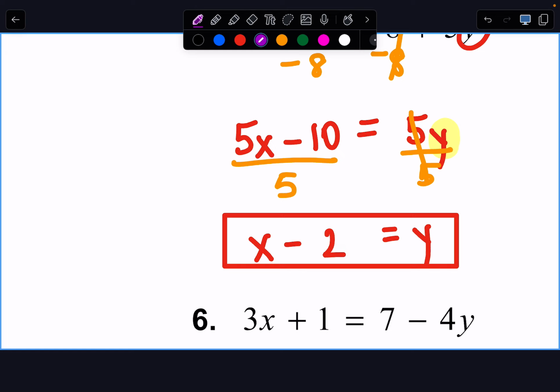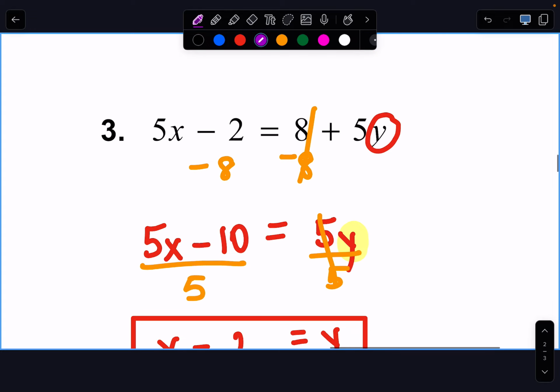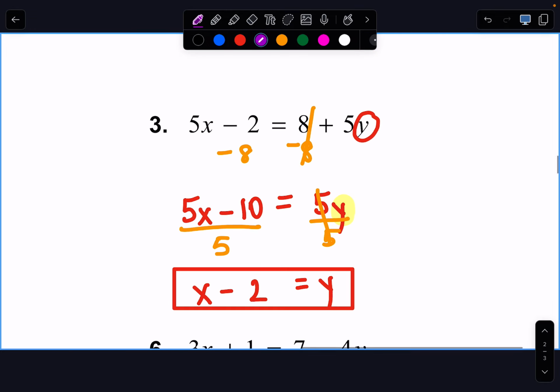Yeah, Joey. How do you figure out where to add or subtract? So we always have to undo the operation. Since this was a positive 8 being added to 5y, we subtracted it to undo it. Yeah, but how do you know which side to subtract? Well, you have to do the same thing to both sides.